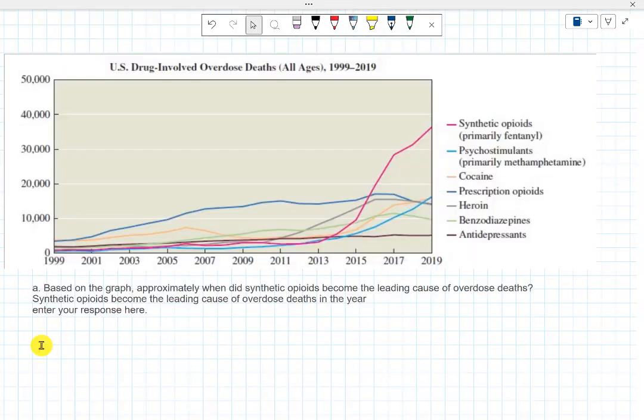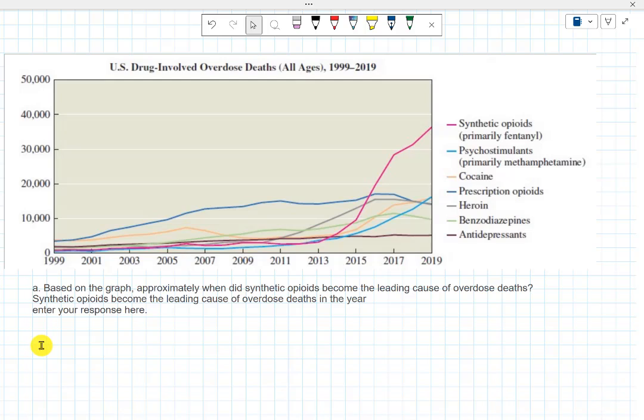Here we have another stylograph. It's a sequence of basically line charts, line graphs, and they're going to ask you several questions about this. So part A says, based on the graph, approximately when did synthetic opioids become the leading cause of overdose deaths? Oh, okay. That's just where you're going to put the answer.